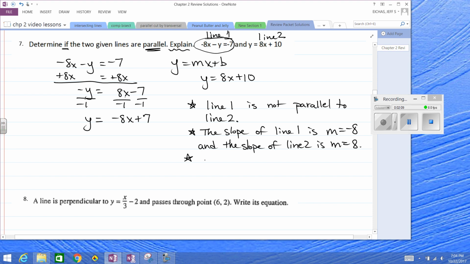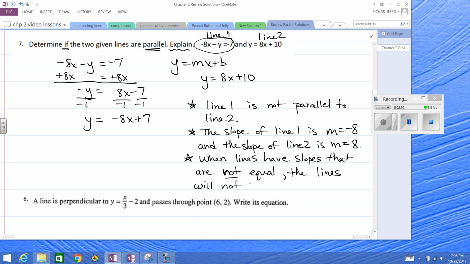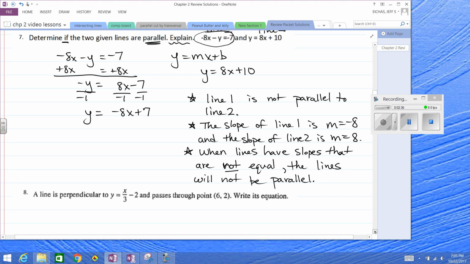So last, when lines have slopes that are not equal, the lines will not be parallel. Eventually they'll run into each other. Okay? So that's basically what we're looking at.